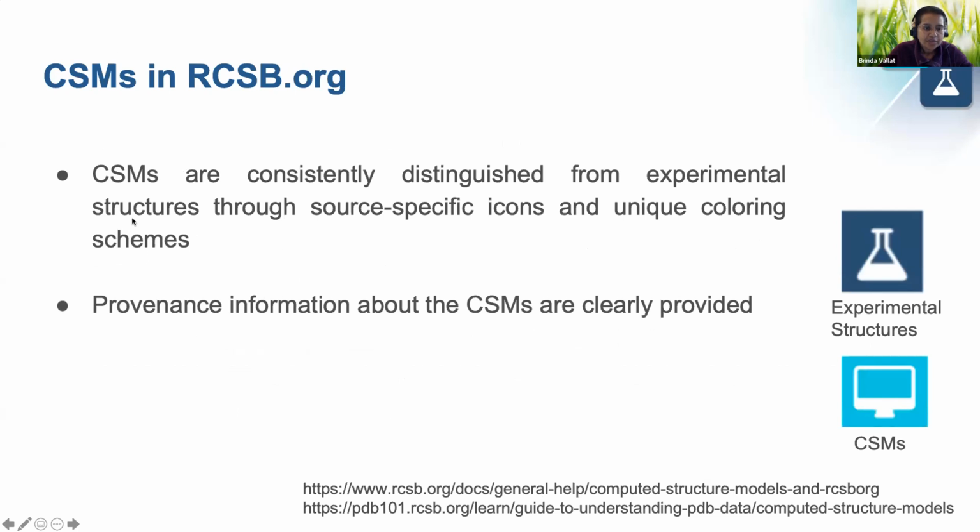These computer structure models in rcsb.org are consistently distinguished from the experimental structures through source-specific icons and unique coloring schemes. Experimental structures are identified using the blue Erlenmeyer flask icons, as you can see here, and the computer structure models are identified using the cyan computer monitor icons shown here. Provenance information about these models is clearly provided, and we have extensive documentation that explains how to access and analyze these models alongside the experimental structures.